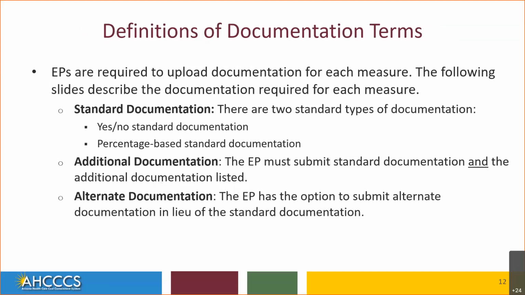We're going to go over a few definitions of the different documentation terms we're going to be using throughout this presentation. So EPs are required to upload documentation for each measure. The following slides describe the documentation required for each of those measures. The first one is going to be the standard documentation. There are 2 standard types of documentation: the yes/no standard documentation and the percentage-based standard documentation. Then there's going to be the additional documentation. This will require the EP to submit the standard documentation and then the additional documentation listed.